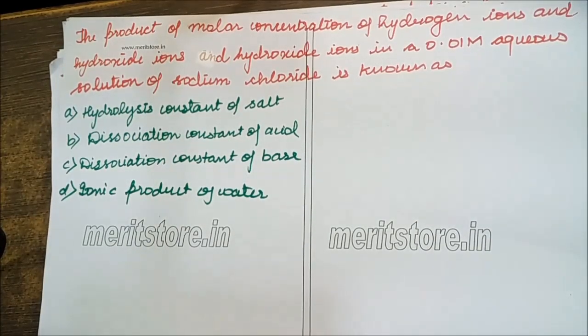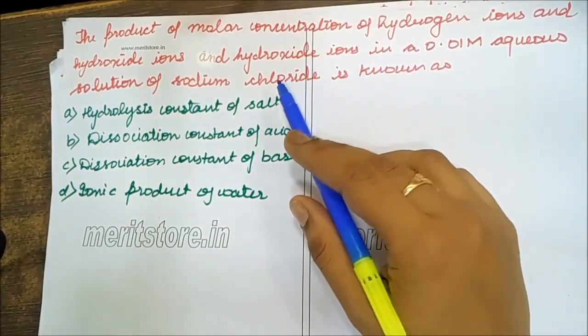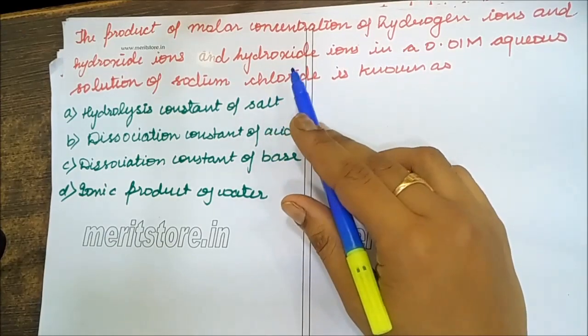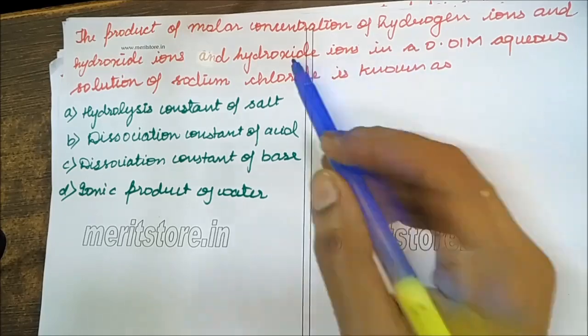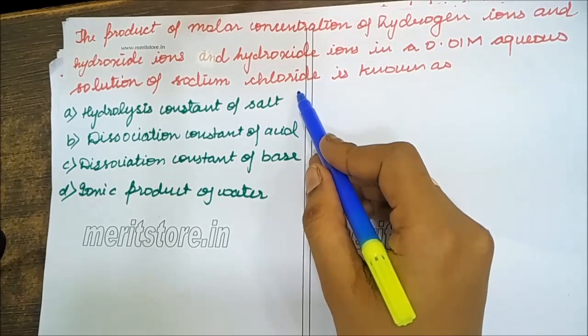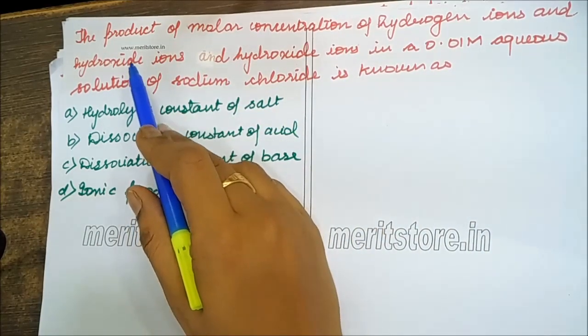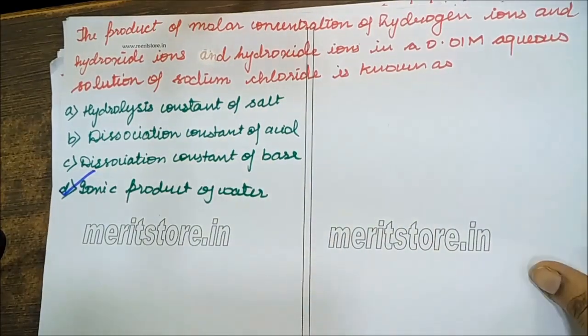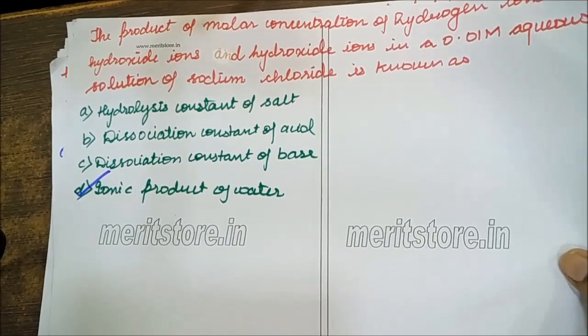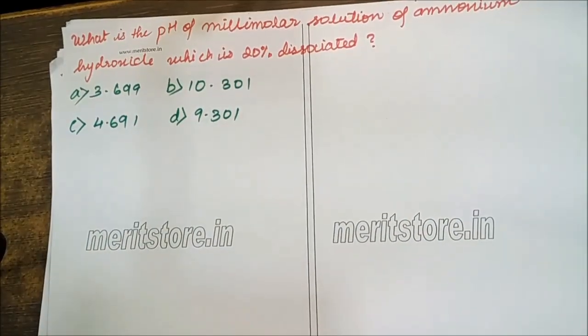Now, the product of the molar concentration of hydrogen ion and hydroxide ions in 0.01 molar aqueous solution. See, although the solution is of salt, what are the products of which ions? Hydrogen ion and hydroxide ion. So it is by definition only the ionic product of water.